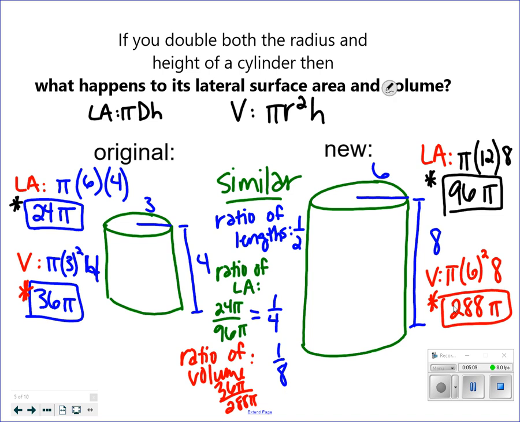So look at these different ratios: the ratio of the lengths, the ratio of the areas, and the ratio of the volumes. What seems to be happening? Well, some people would say that you're multiplying by 1/2 each time. Well, what does that really mean? We'll take a look in the next video.